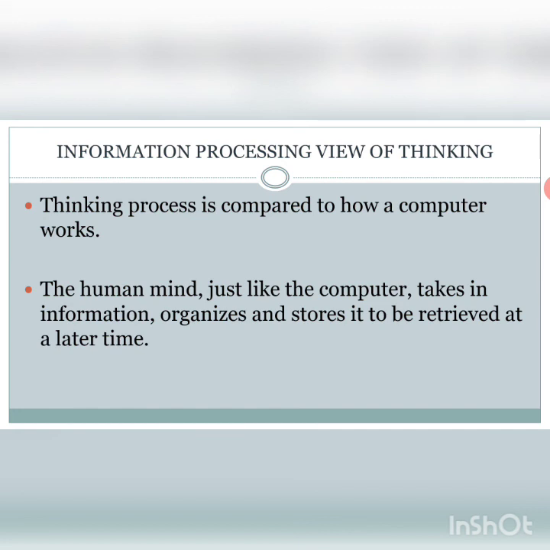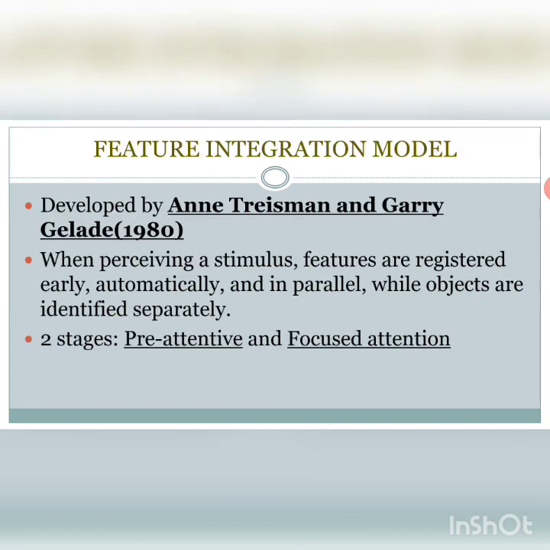Then we have the information processing view of thinking. According to this, the thinking process is compared to how a computer works, and the human mind is just like the computer, taking in information, organizing and storing it to be retrieved at a later time. You have already studied the information processing theory of memory. Likewise, the information processing view of thinking also states that the human mind takes in information, organizes and stores it, and then it is retrieved at a later time.